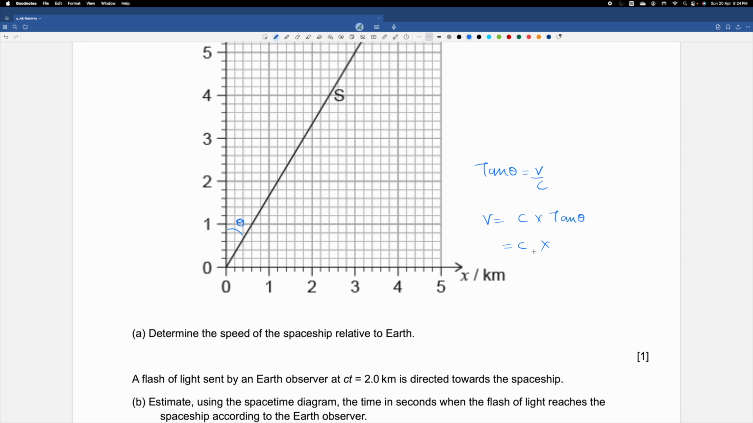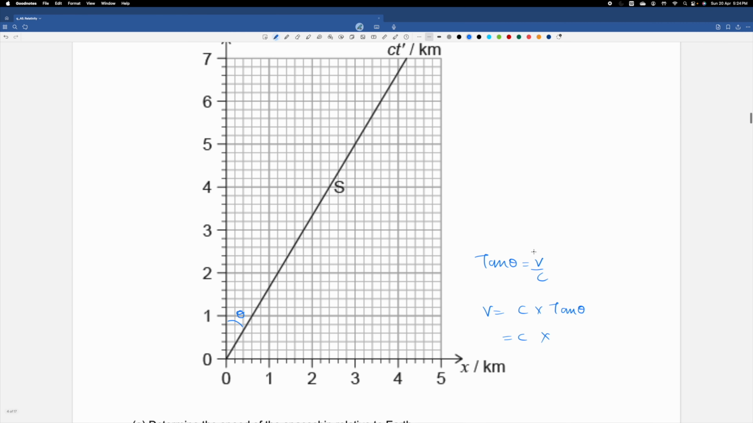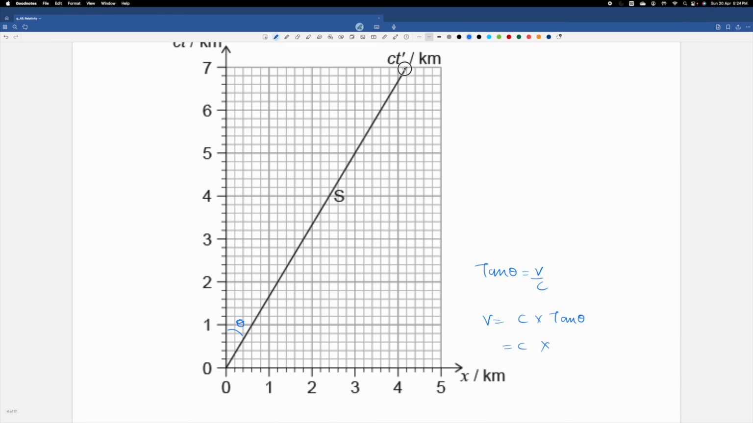And what is tan theta? It is opposite, let me consider this length, which is 4.2 kilometers, divided by adjacent, which is 7 kilometers. If you simplify this, the value will be 0.6c.